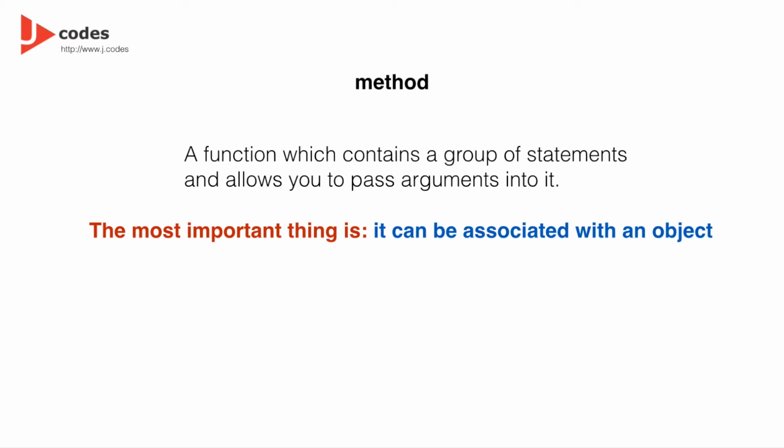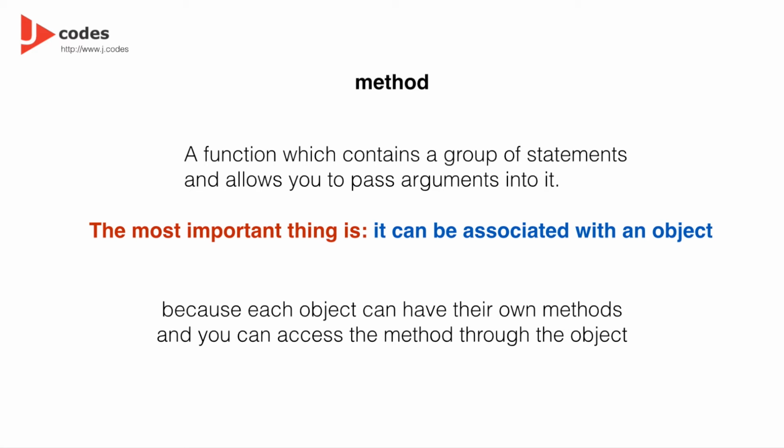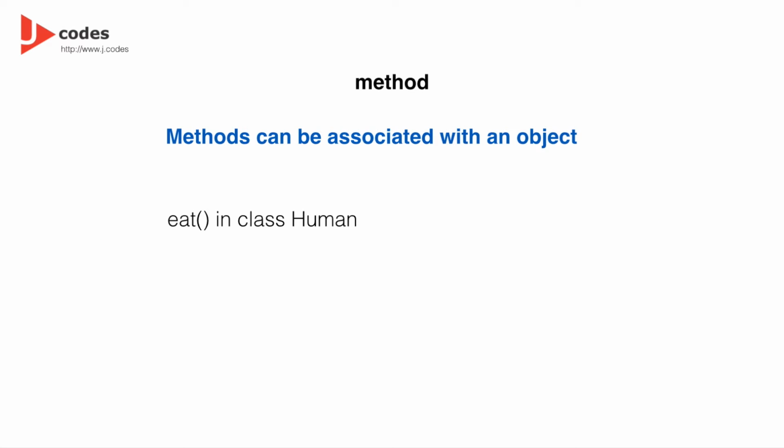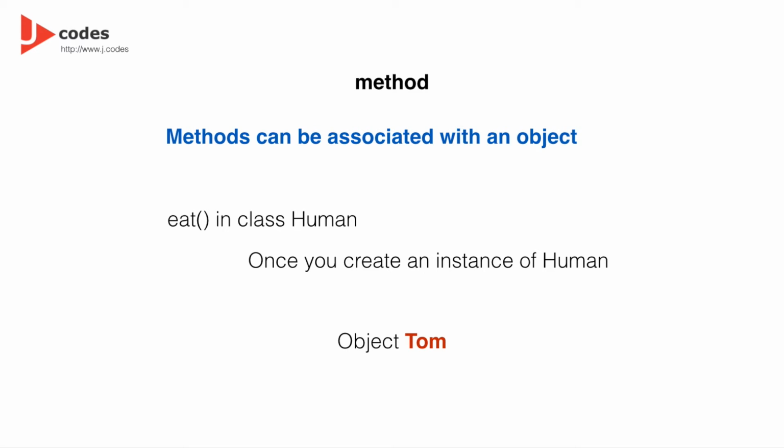Most importantly, it can be associated with an object. Why? Because each object can have their own method. You can access the methods through the object. For example, the method eat is in class human. Once you create an instance of class human, assume we create a human object named Tom.